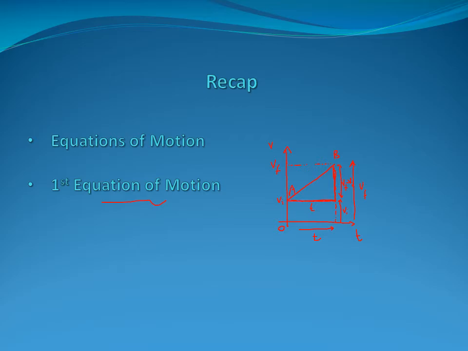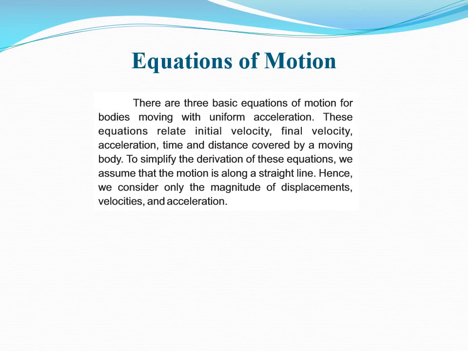So we got acceleration equal to Vf minus Vi divided by t. After rearranging this equation, we get Vf is equal to Vi plus at. So this is the mathematical form of the first equation of motion we had seen in the previous discussion. So let's start today's discussion.